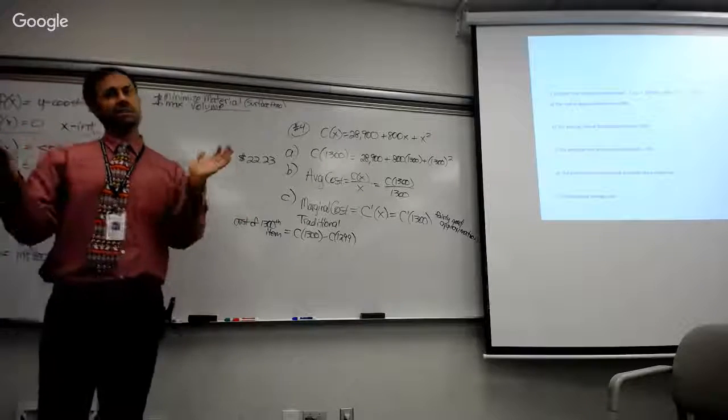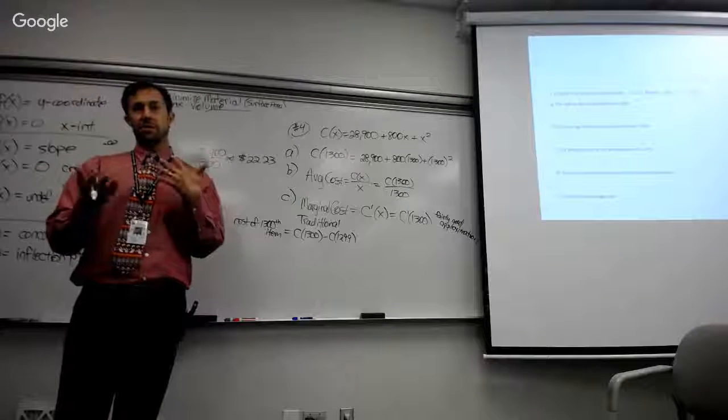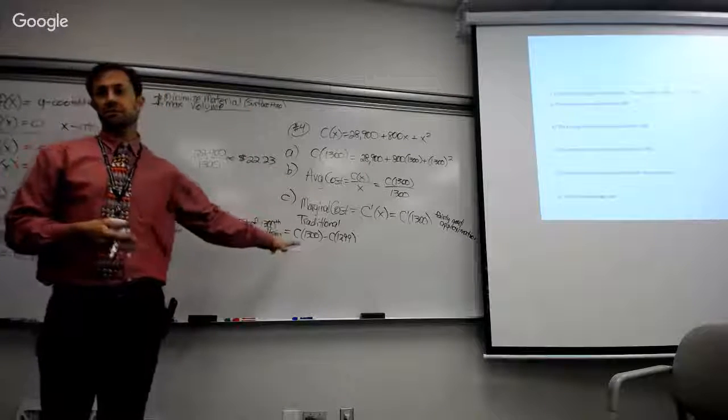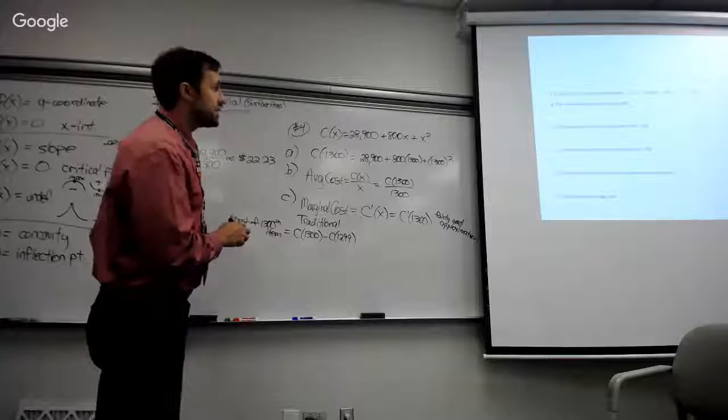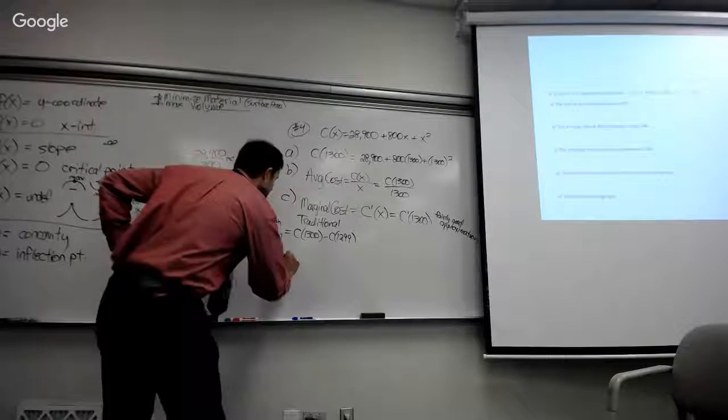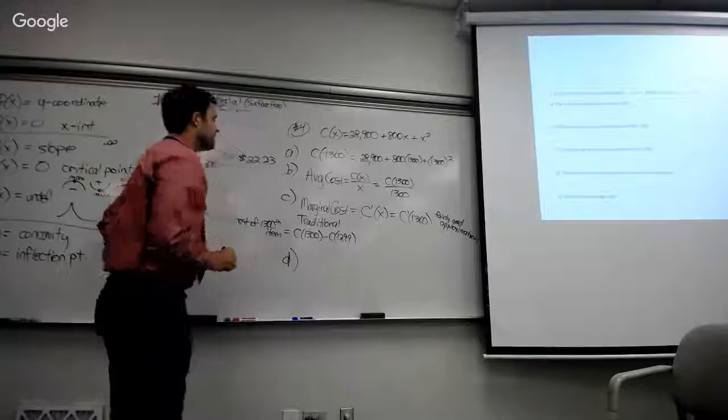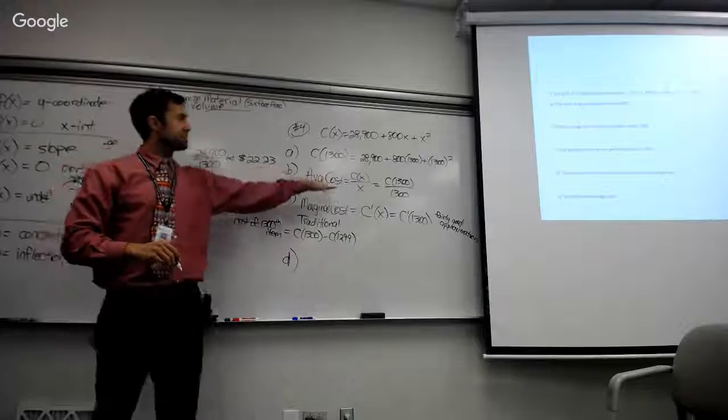Okay, well, again, I'm not actually doing these with you. I'm just talking about it. You can certainly go back and do these calculations. They're all fairly simple. So that would be your marginal cost. What about D, the production level that will minimize the average cost? What if we wanted to minimize the average cost?